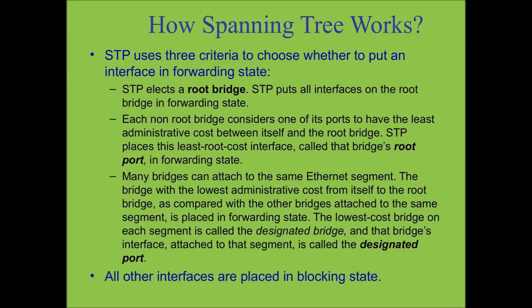So in short, we have 5 bridges. One bridge is the root bridge and the other 4 bridges are non-root bridges. From the non-root bridges, one bridge is selected and that is called the designated bridge, and its ports are called designated ports because all the ports are in forwarding state. Last point, all other interfaces are placed in blocking state. All other interfaces means the interfaces of all those bridges which are not selected as designated bridge.